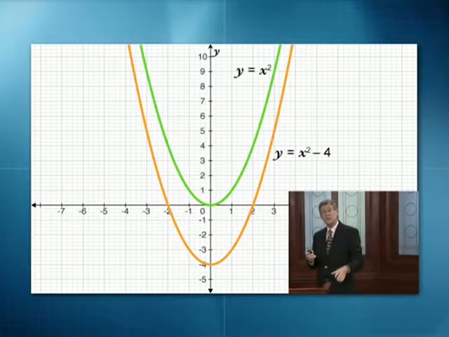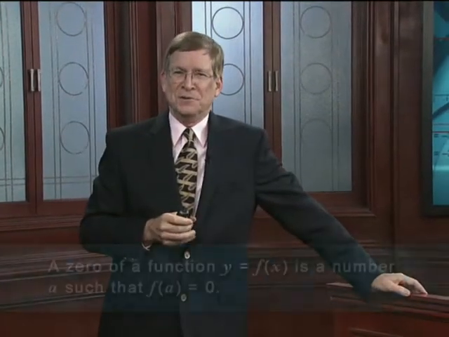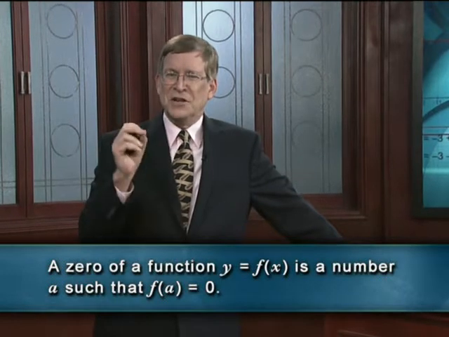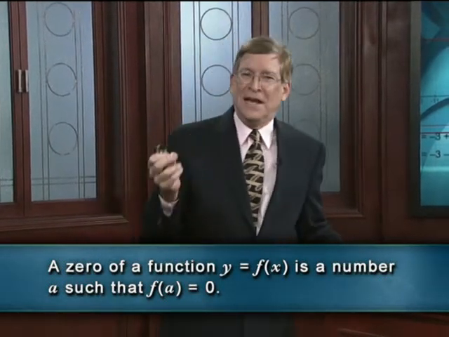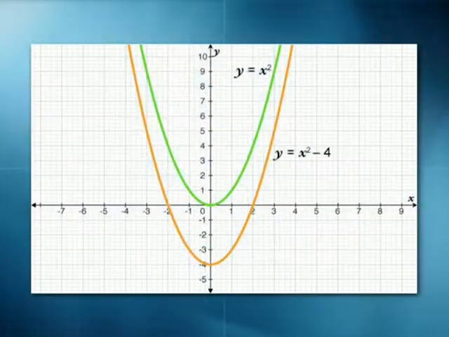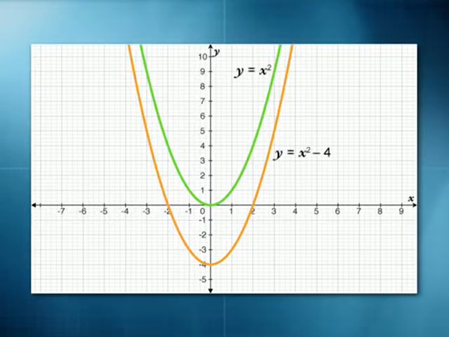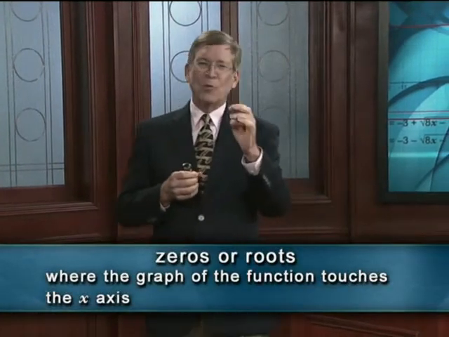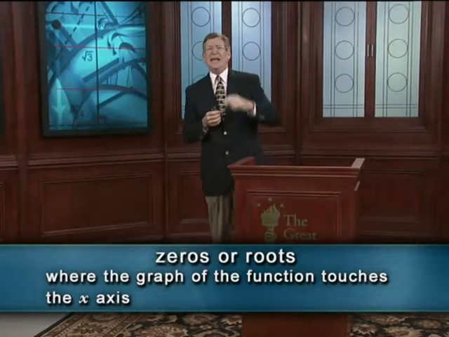It has 2 zeros. Well, I've used the term zero. What's the technical definition of a zero? Well, a zero of a function is a number a such that f of a is equal to 0. For instance, in that previous example, the zeros of the function f of x equals x squared minus 4 are 2 and minus 2. A lot of people use the word root instead of zero. I use them interchangeably, and so I'll either call it a root or call it a zero. Basically, the zeros, or the roots, are where the graph of the function touches the x-axis.